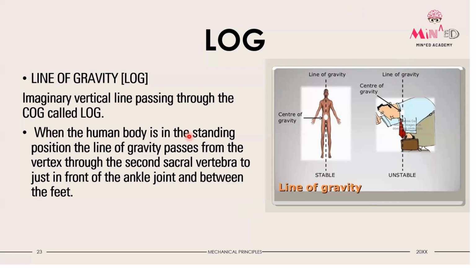When the human body is in standing position, the line of gravity passes from the vertex to the second sacral vertebra, to just in front of the ankle joint and between the feet. So through which structures does the line of gravity pass? First, the vertex, top of the head. Second, the sacral vertebra in the sacrum area. And then just in front of the ankle joint and between the feet.